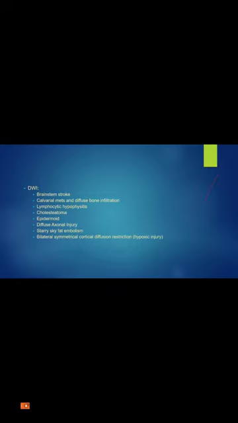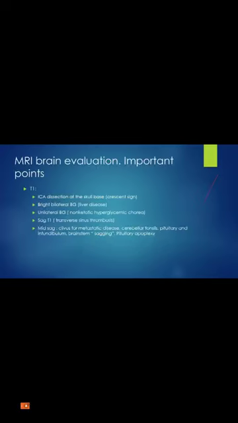Calvarial metastasis, lymphocytic hypophysitis, which you might not see on the DWI, like a thickened infundibulum, cholesteatoma, epidermoid, diffuse axonal injury, starry sky fat embolism, and bilateral symmetrical cortical diffusion restriction in hypoxic injury, which can be subtle. Important point in T1, again, internal carotid artery dissection, the crescent sign in the skull base region, easy to miss.